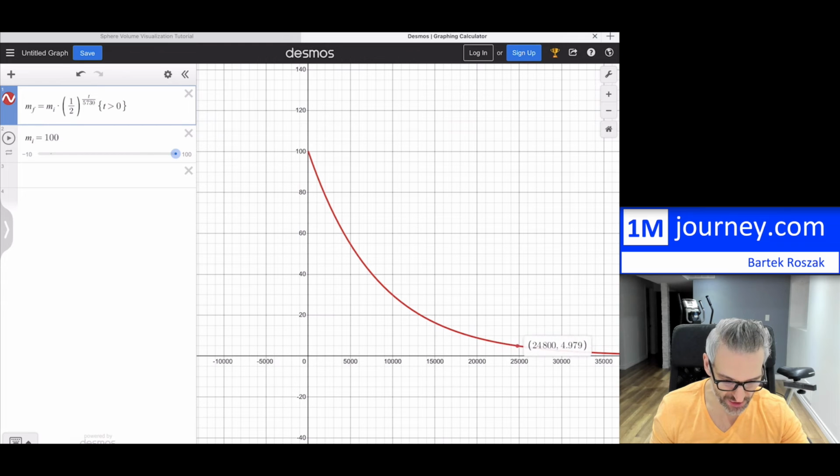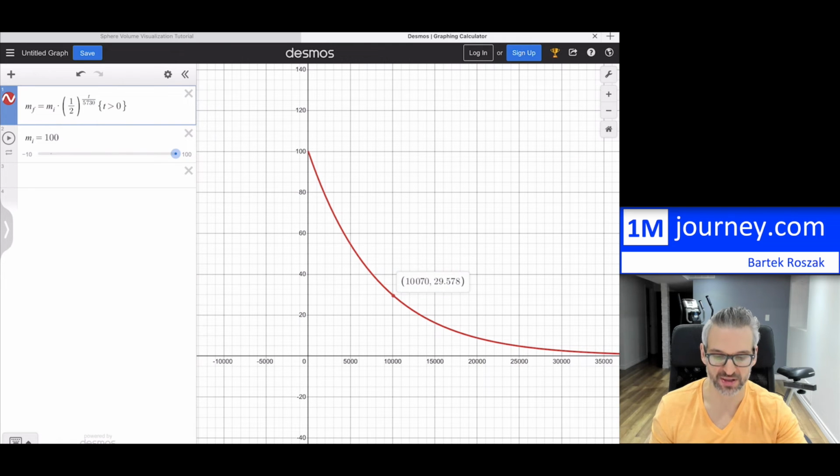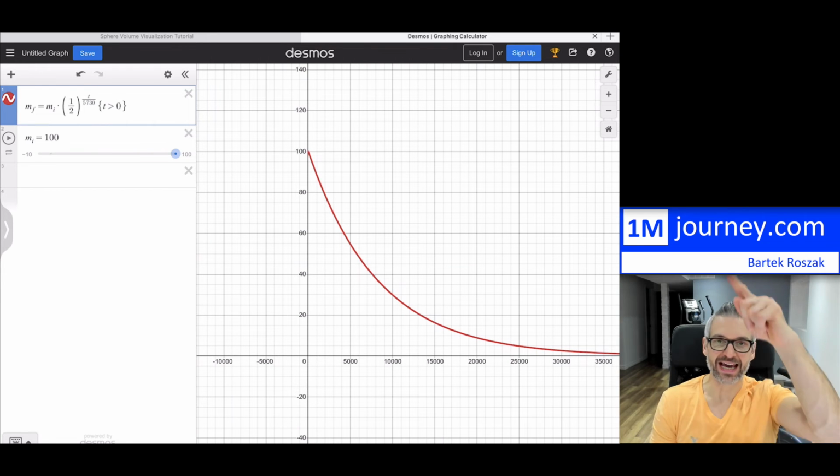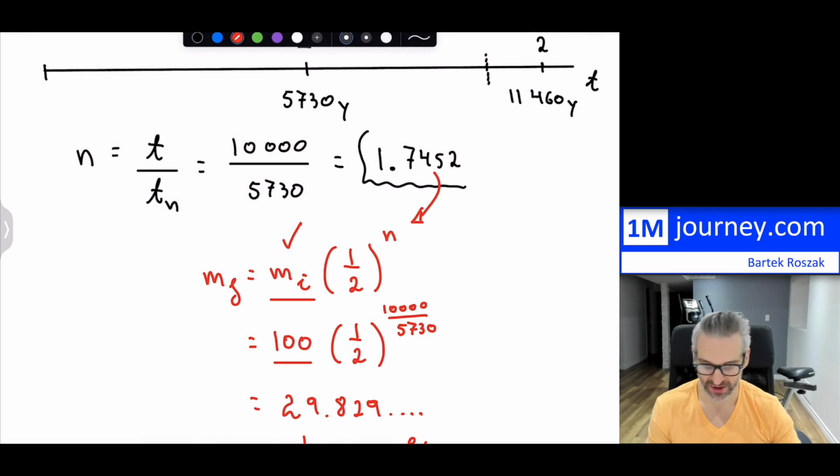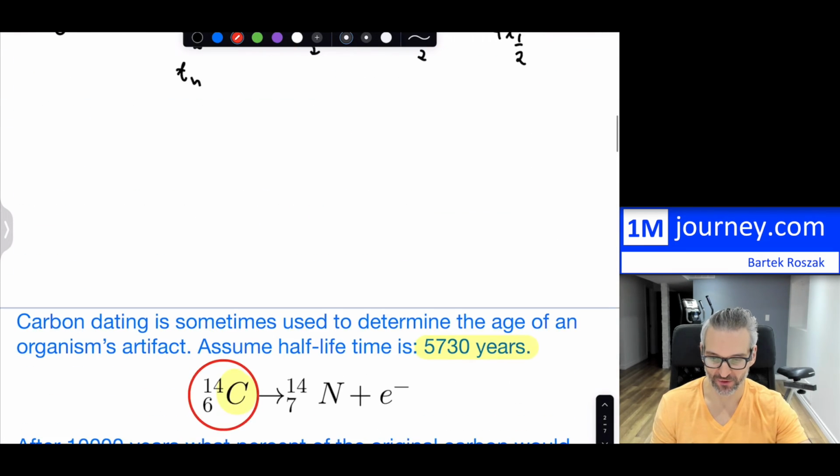So how many years, if you're going through there, what would it be? Now, 10,000 is going to be somewhere along here. There we go, it's just about there. There we go, I just passed it. So it's somewhere along in here. So you can see the exponential decay continuing all the way through. All right, so that's one of the examples within here.